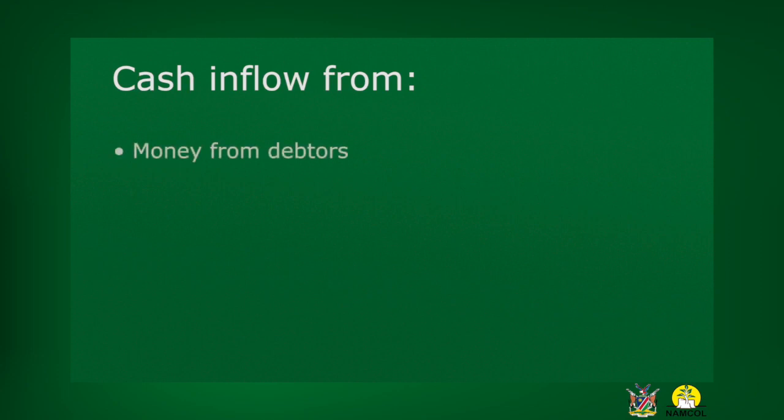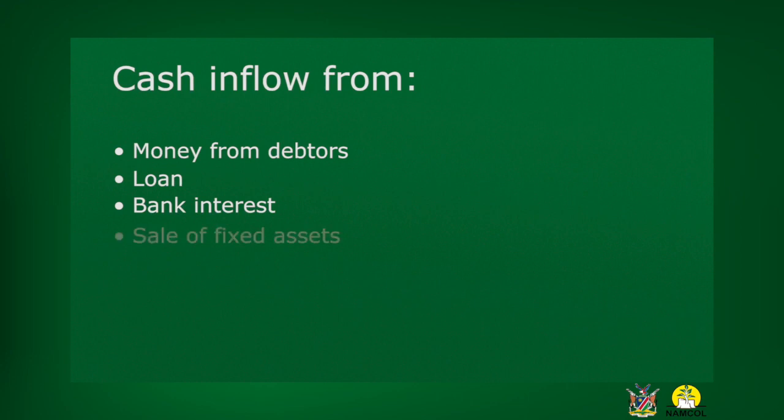Let's look at sources of cash inflow and outflow. Money can come in from debtors, meaning people who owe you money have paid up. It can be a loan paid back to you, bank interest that you have earned, proceeds from sales that you have made, or the sale of fixed assets of the business, or the cash payment that you receive for services provided by your enterprise. These are the main sources of cash inflow into an enterprise.